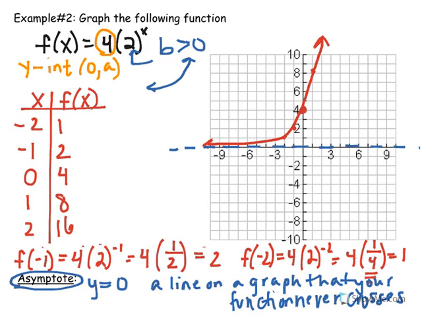Here you can see that our function gets very, very close to 0 and kind of levels off at 0, but it never actually crosses or touches 0. So that's going to be our horizontal asymptote, and it's going to be really important when we start to look at more complicated exponential functions and shifting them vertically and horizontally like we do with other functions.